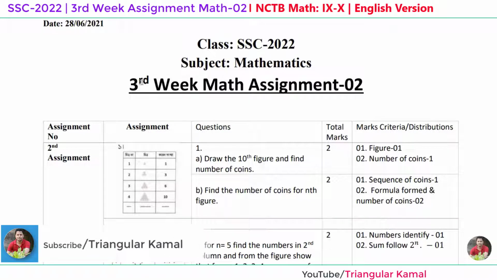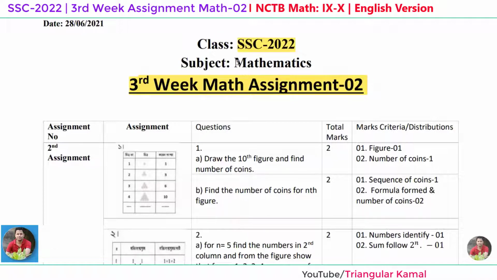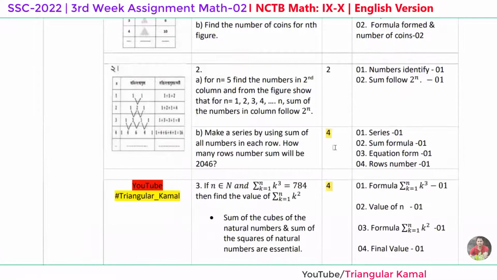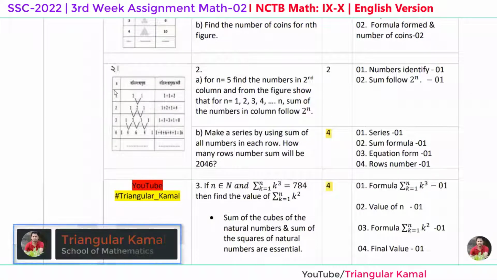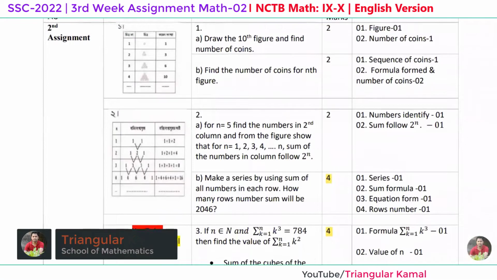Today I am going to solve the third week math assignment 2 for the students of SSC 2022. This assignment is for the students of the English version, so this is the math second assignment. So let's see, first we will discuss the question types and then we will try to find the solution step by step. There are 3 questions.